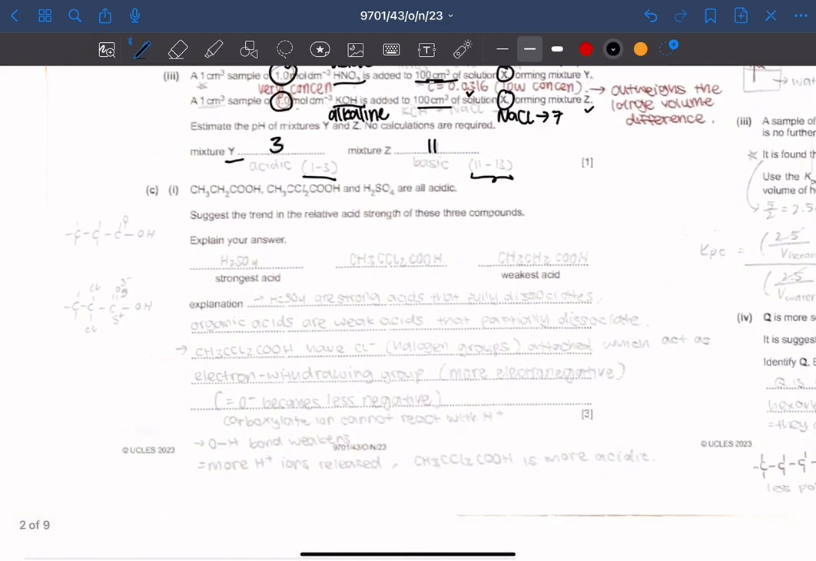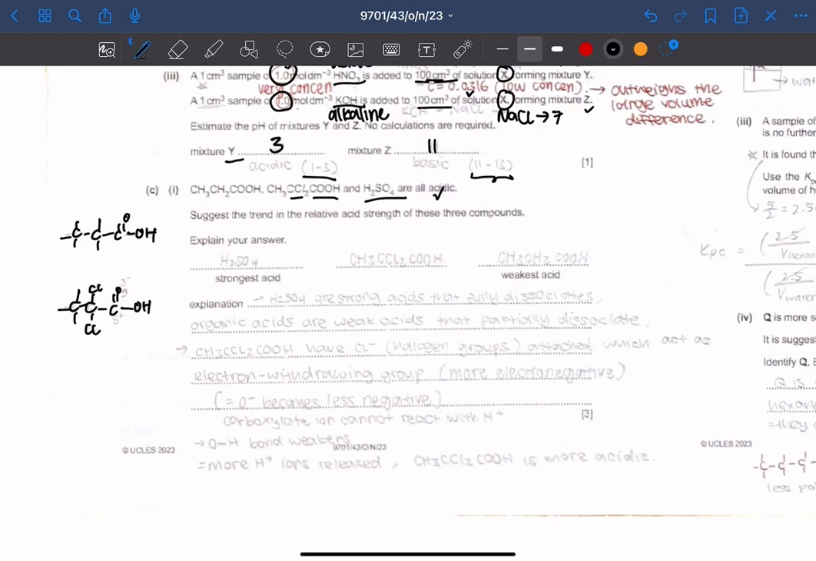Okay, so next question, CI. CH3CH2COOH, which is this, CH3CCl2COOH, and H2SO4 are all acidic. Suggest the trend in the relative acid strength of these three compounds.